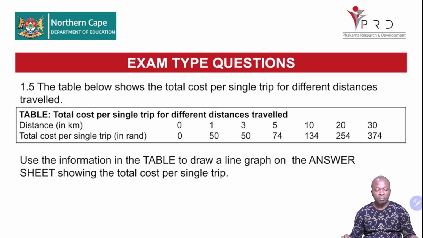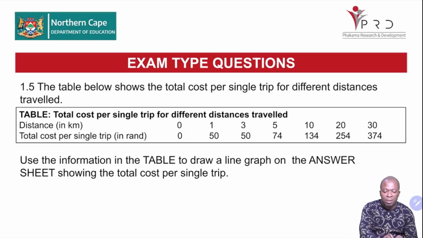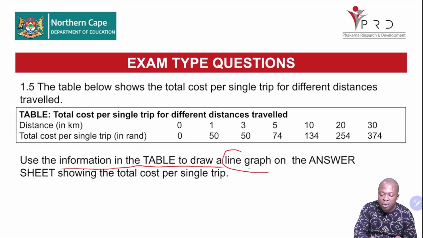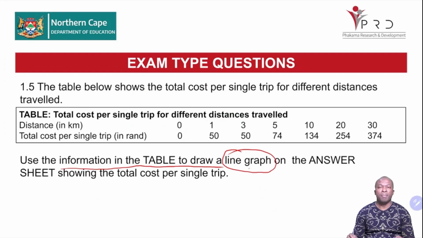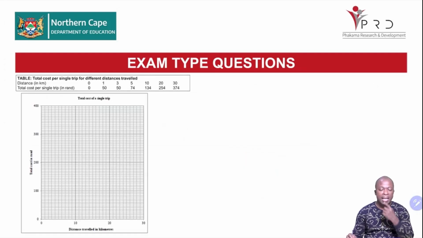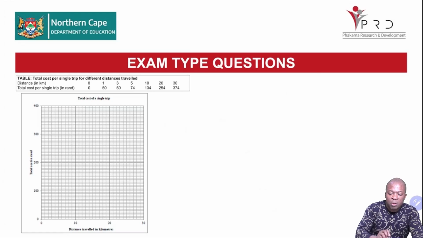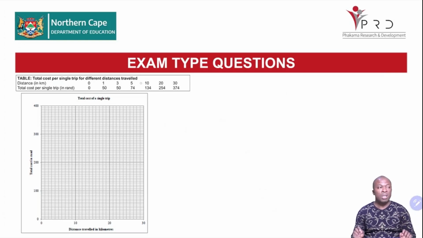All right. 1.5 says, use the information in the table above to draw a line graph. So this time we are not drawing a bar graph. We are drawing what? A line graph. Then they have given us a graph paper. If you can see on the graph paper, at the top, I have given you all the values. It is talking about the total cost per single trip for different distances that a person has traveled. 0, 0, 1 kilometer is 50 Rand, and so on. So what I want you to do is to draw a line graph to represent that.